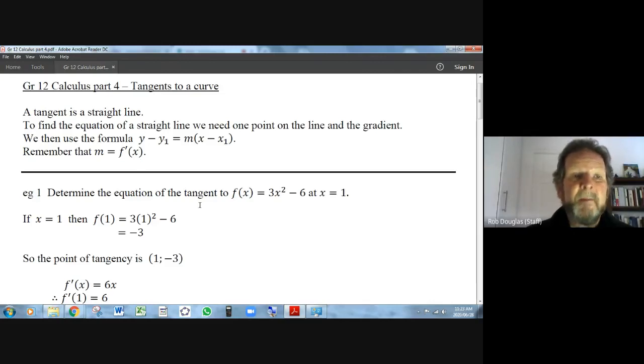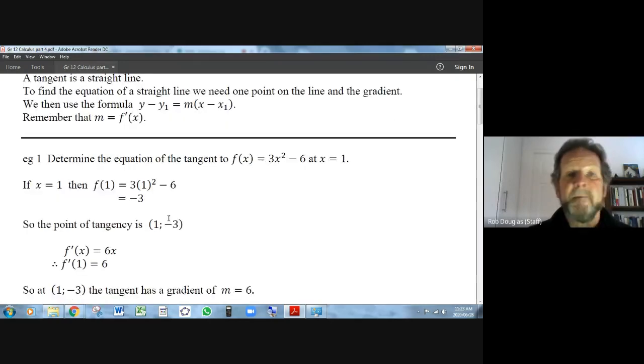Whenever they say find the equation of a tangent line, you have to use the equation of a line formula: y minus y1 equals m times x minus x1. And we get gradients by finding the derivative. If you have a function, f prime of x will tell you the derivative at any x value. Okay, let's look at a function here.